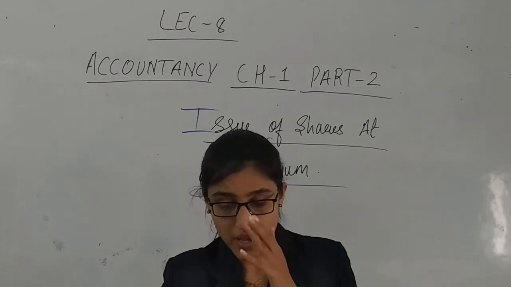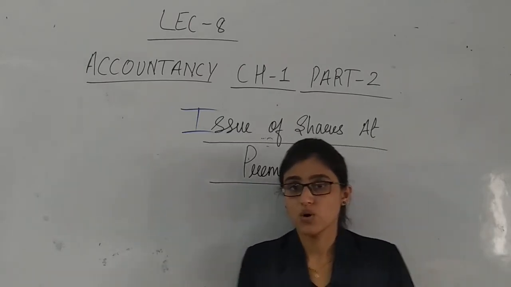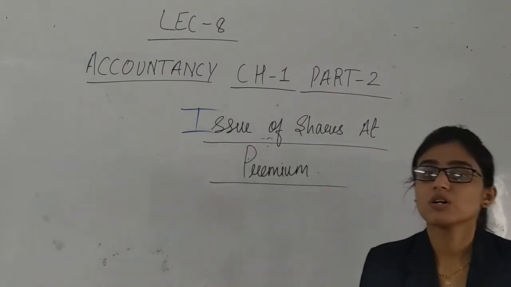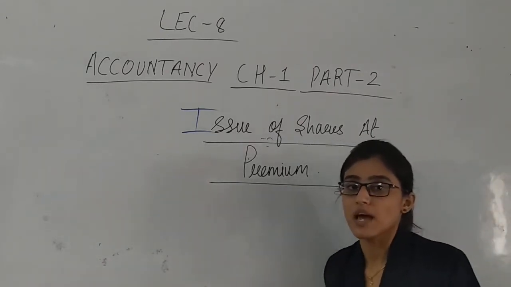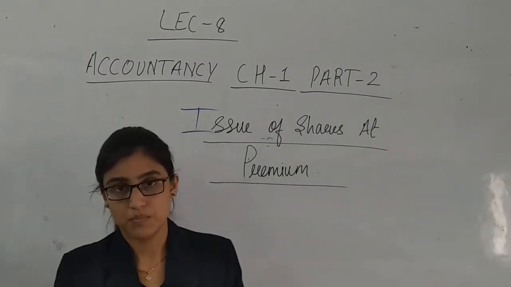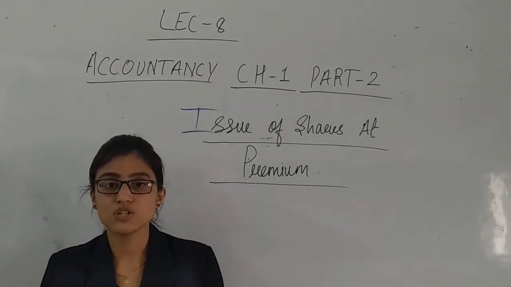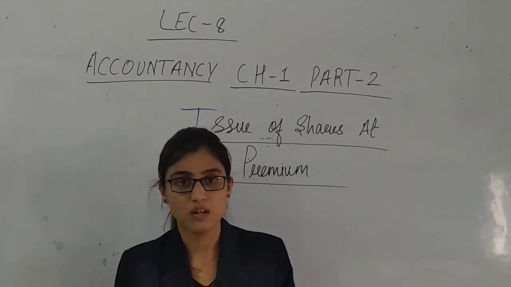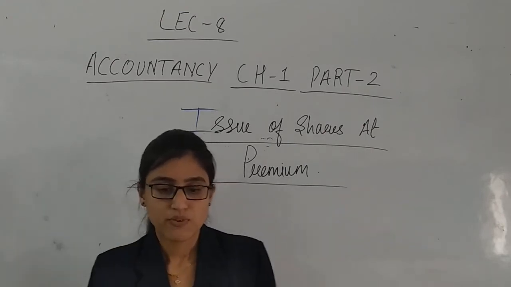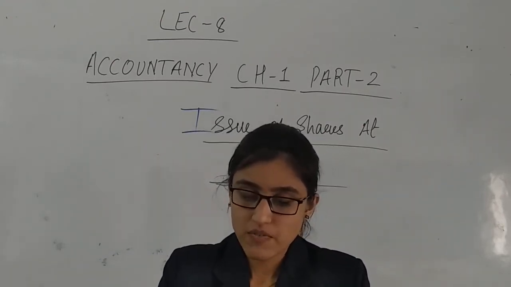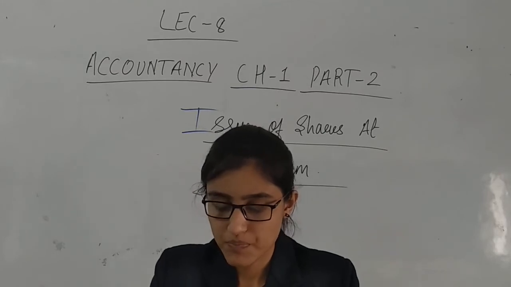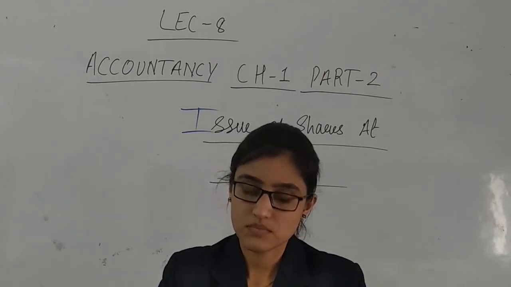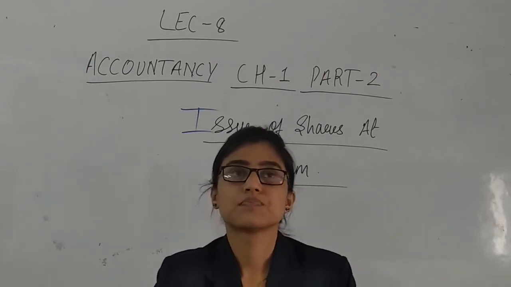So page number 21 now in your textbook. They have mentioned the journal entries for issue of shares at premium, that means issue of shares at a price higher than its face value. When shares are issued at premium, the accounting entries in the books of the company will be as under. Let us understand this.